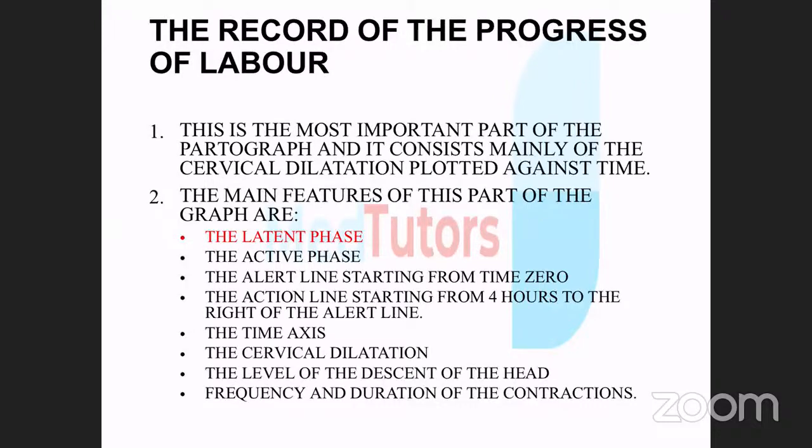The record of the progress of labor is the most important part of the pathograph and consists of the cervical dilatation plotted against time. That's the cervical graph. The main features of this graph are the latent phase, the active phase, the alert line, and the action line, which is 4 hours. The alert line starts from 0. But if you look at the WHO pathograph, it starts from 4 cm, right? Then the action line starts, which is 4 hours to the right of the alert line. The time axis, the cervical dilatation, the level of the descent, and the frequency and duration of contractions, as we discussed earlier.